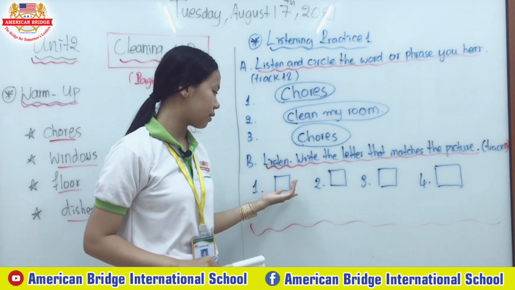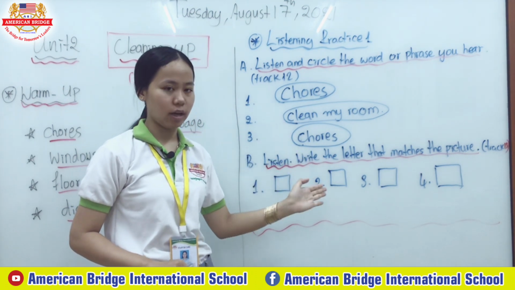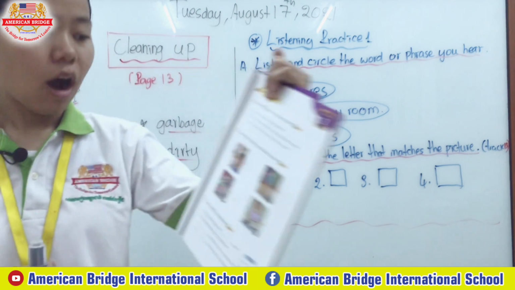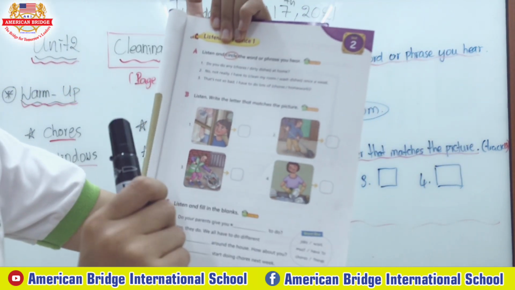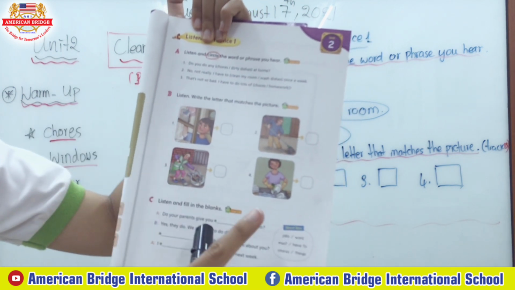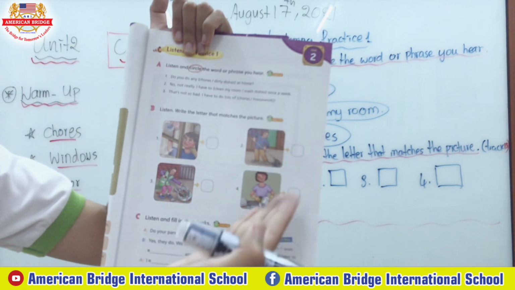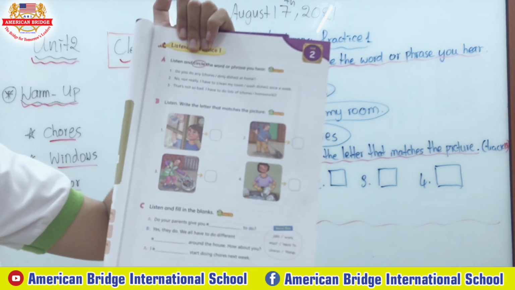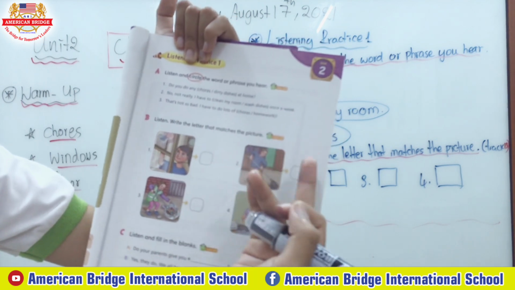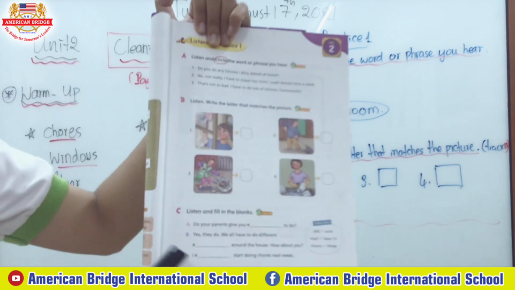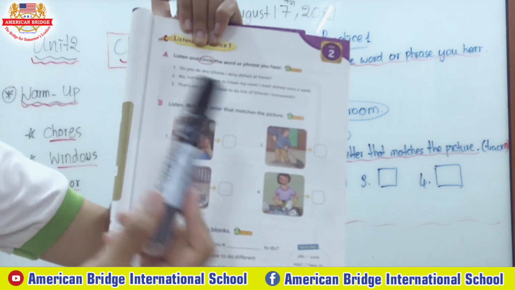Let's move on to our section B. Listen, write a letter that matches the picture. Track 13. For this practice, you need to listen and notice which one they talk about first. For example, if they talk about this picture first, you write letter A. If they talk about the second picture second, you write letter B. Understand, everyone? You can look at the books on page 13, section B here.